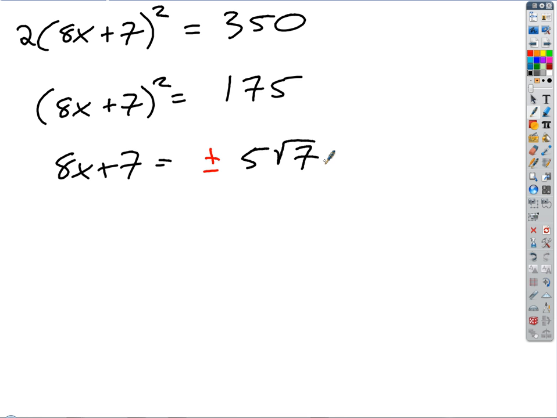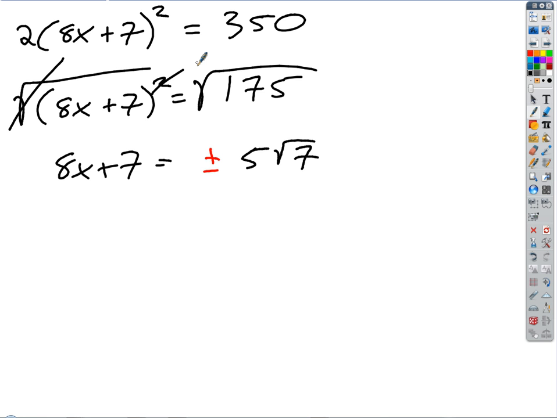Why are you square rooting? Because here's what we did. We square rooted both sides to cancel that, right? You can't put 8x plus 7 and then 8x plus 7, that thing right here. That would make it long. You mean expand it out?